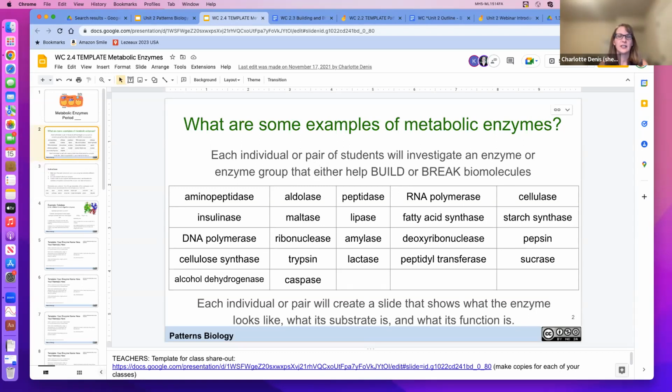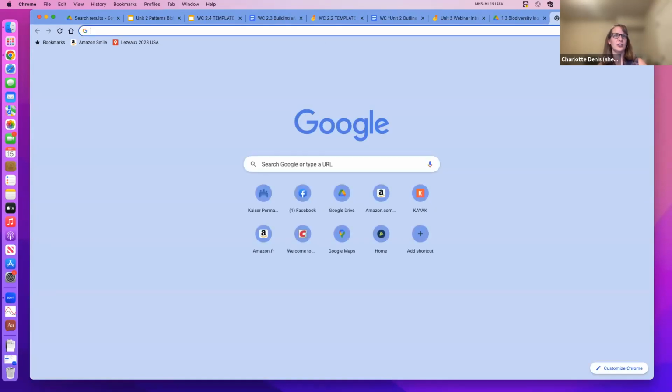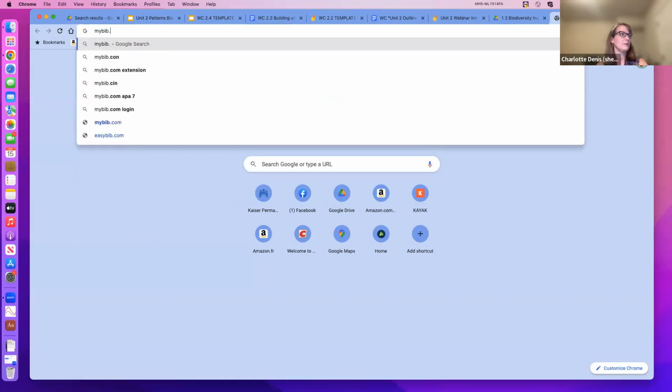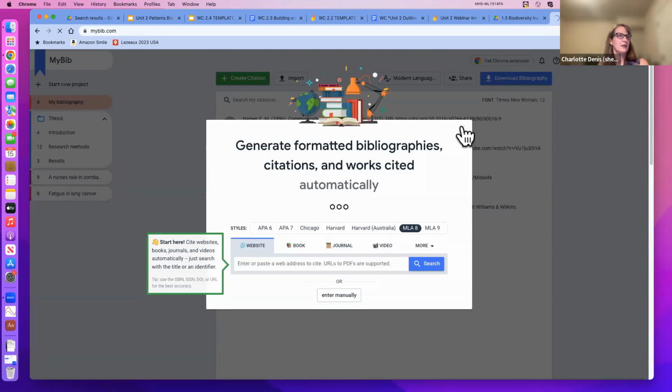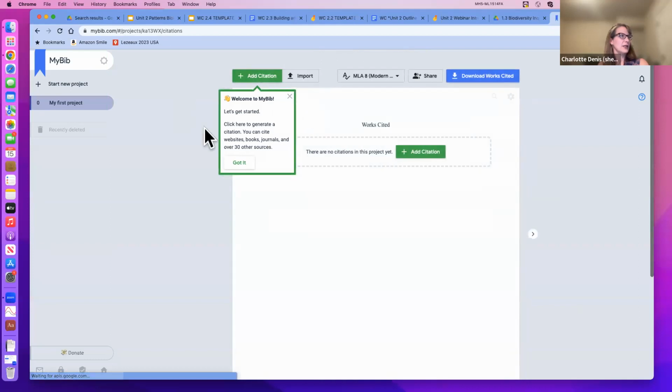What if your students have very little experience? So in the slide notes of this, I think I have a link to a couple of different citing sources online. My current favorite right now is called MyBib, M-Y-B-I-B. And I like it because it is a Google add-on or Google plugin. You can also go to mybib.com. The Google plugin basically does the same thing, but I like it because you can save your citations in a project.